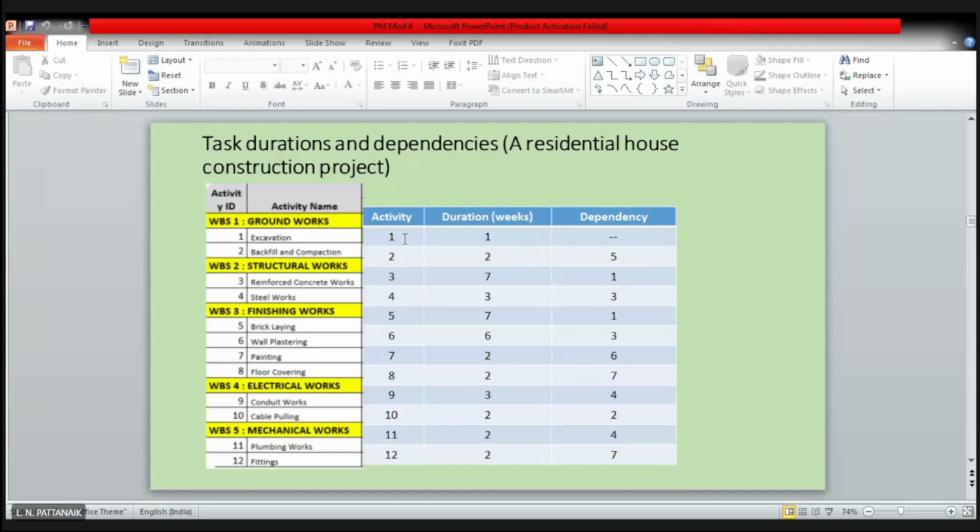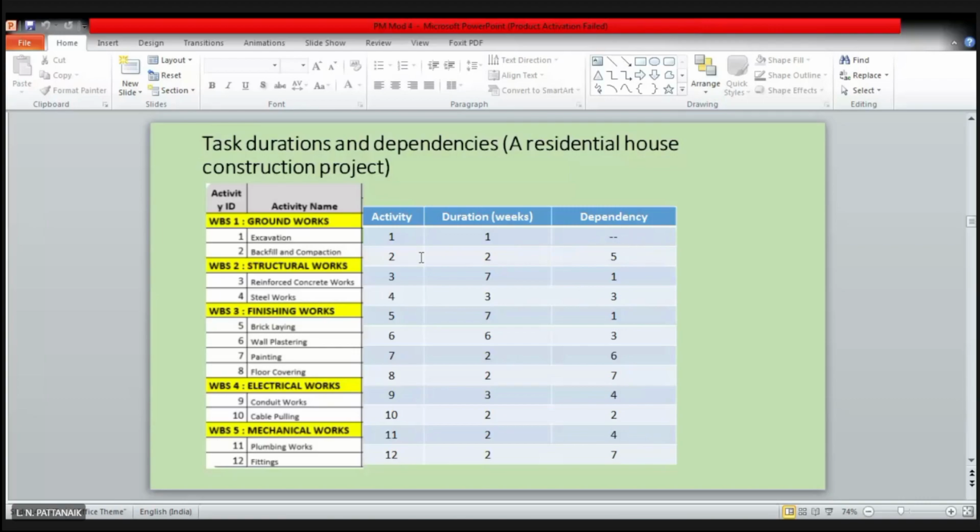So activity one, the excavation of the foundation, is going to take 1 week. That you have estimated somehow, based on your experience, based on inputs from experts or the people who already deal with this kind of tasks. You have to use these times in your projects. So it is going to take 1 week. Of course, it does not depend on any of the other 11 activities. So there is no dependency, and there is a dash there.